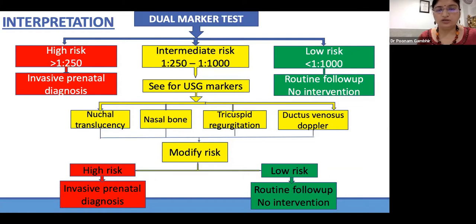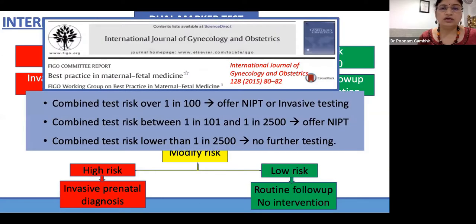So accordingly modify the risk. If now the risk is in the low risk group, further nothing is to be done, and routine follow-up. And if it is in the high risk group, invasive testing needs to be proceeded with further. So the IJOG gave a slightly different guideline in 2015 when NIPT had come in on a commercial basis.